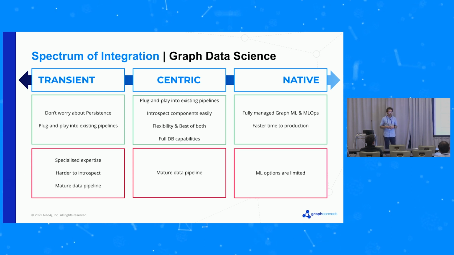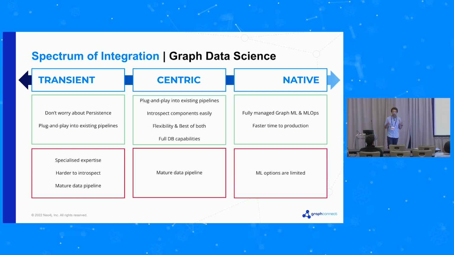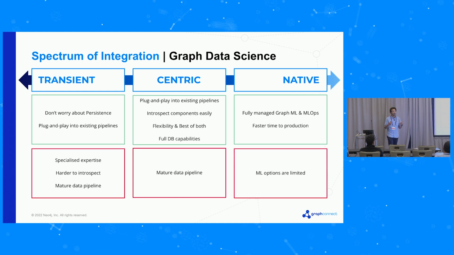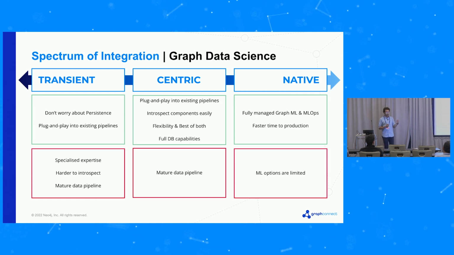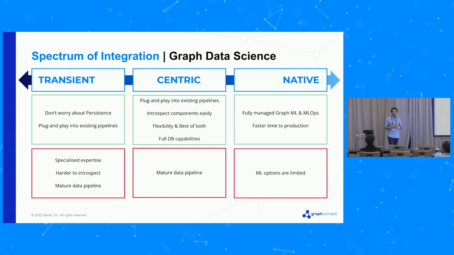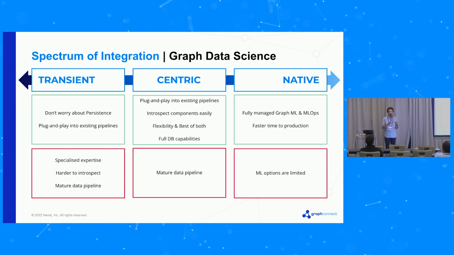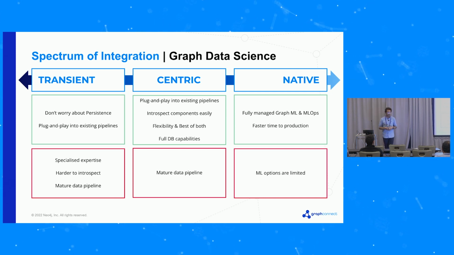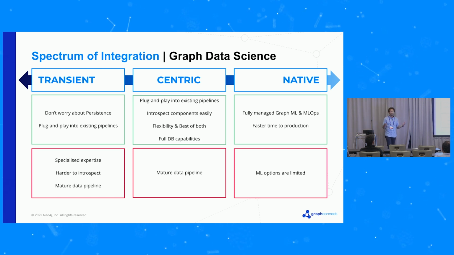On the flip side, if you're using native, it's fully managed GraphML and GraphML ops as well. And you do get a potential faster time to production because you're not having to worry about gluing all these different pieces together. However, I will point out the ML options are a little bit limited in themselves because, as I said, it's only like node regression, node property regression, link prediction, and node classification. From a Neo4j-centric point of view, you can plug and play into existing pipelines, you can introspect the components really easy, you get the flexibility of both worlds, and you get the full database capabilities, keeping graphy data in a graphy shape.